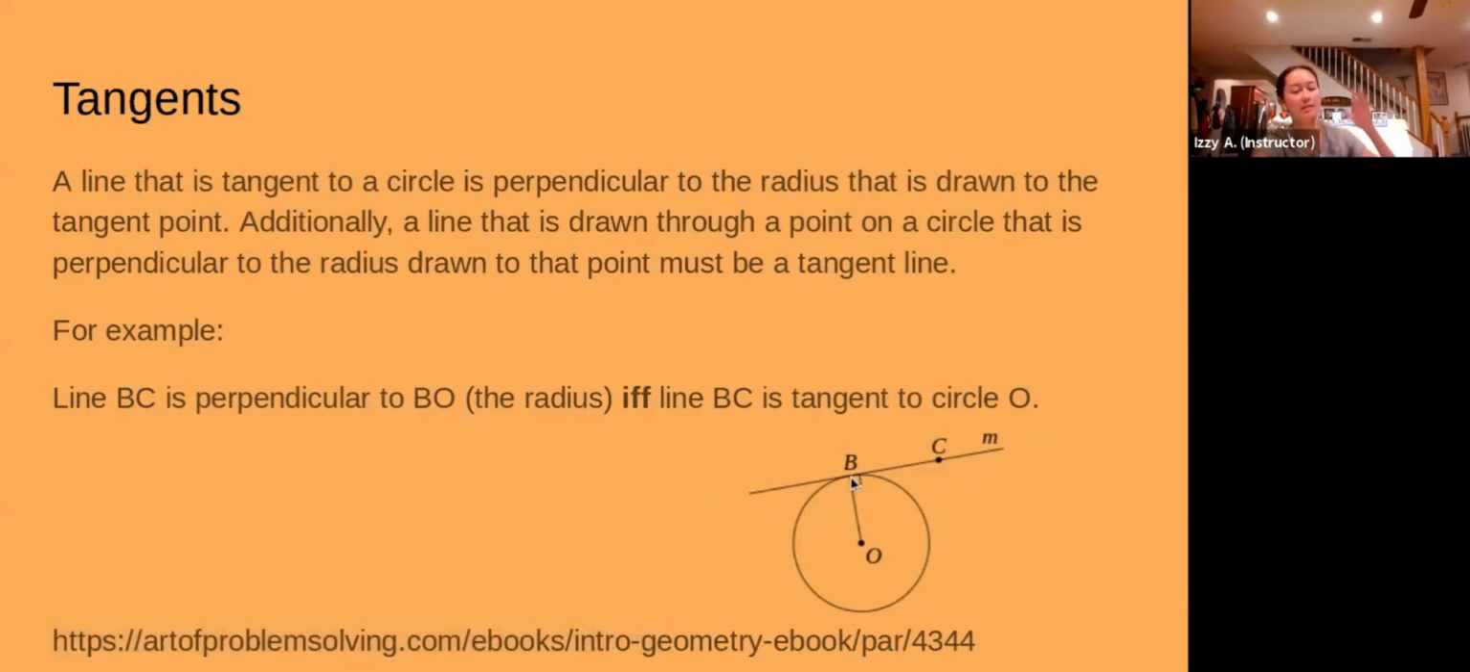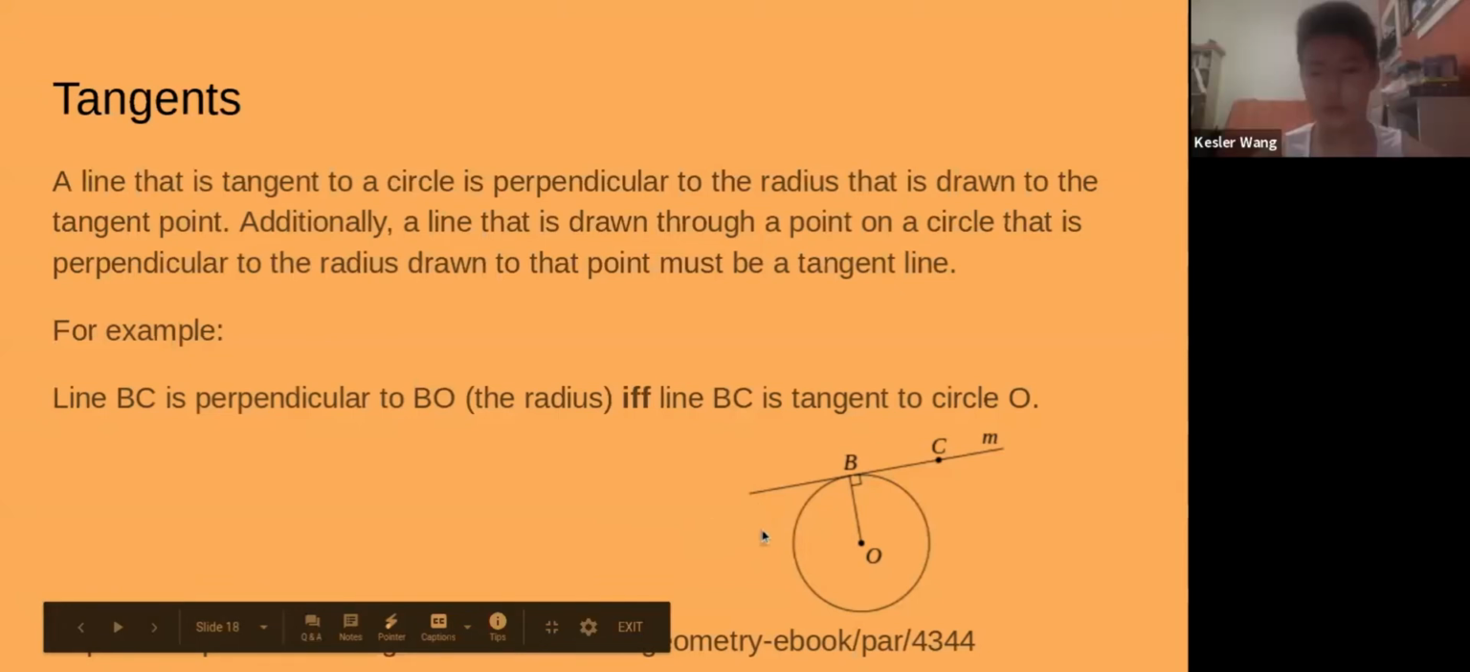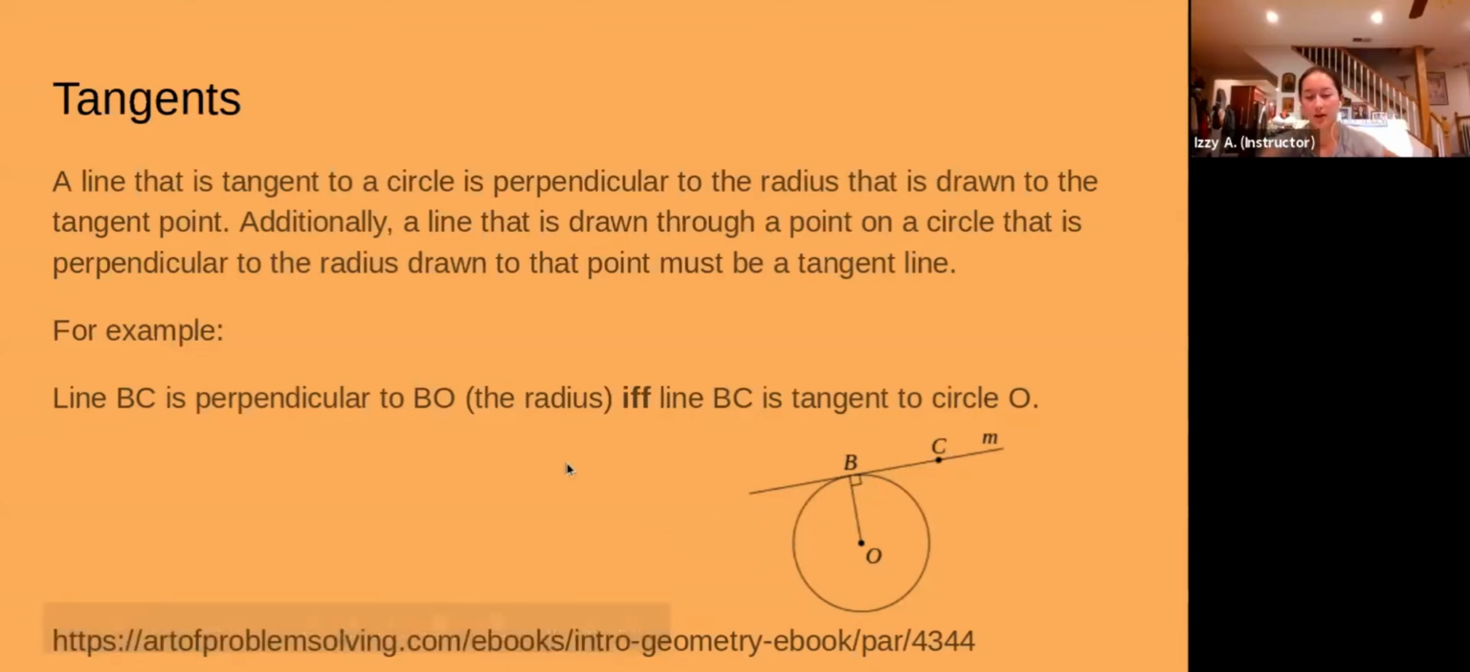So a tangent line, as long as it touches a circle at 1 point, and only 1 point, then it's tangent. If there's a line that goes through the circle at 2 different points, that's not going to be tangent to the circle. You got it? Yeah. Okay.